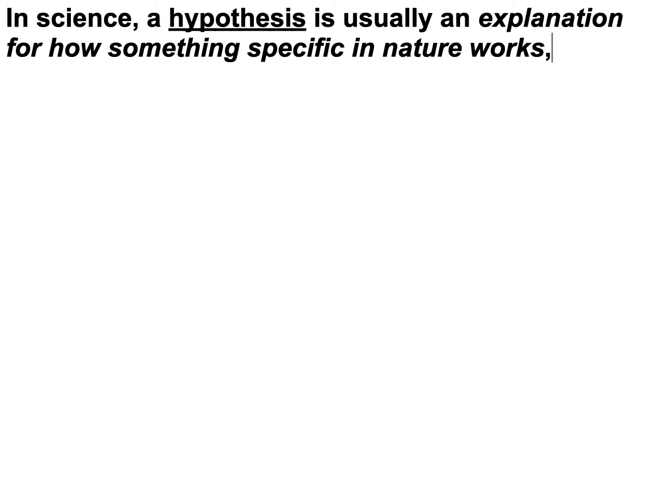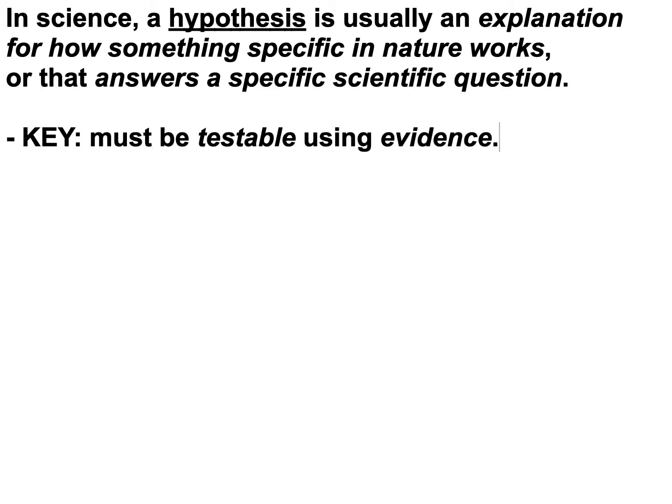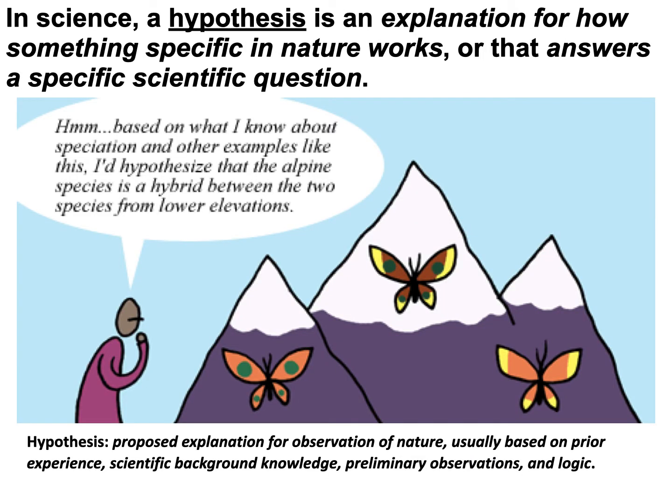Let's start with hypothesis. In science, a hypothesis is an explanation for how something specific in nature works, or it can be an answer to a specific scientific question. A key aspect to a hypothesis is that it must be testable using evidence. Here's an example of a hypothesis.